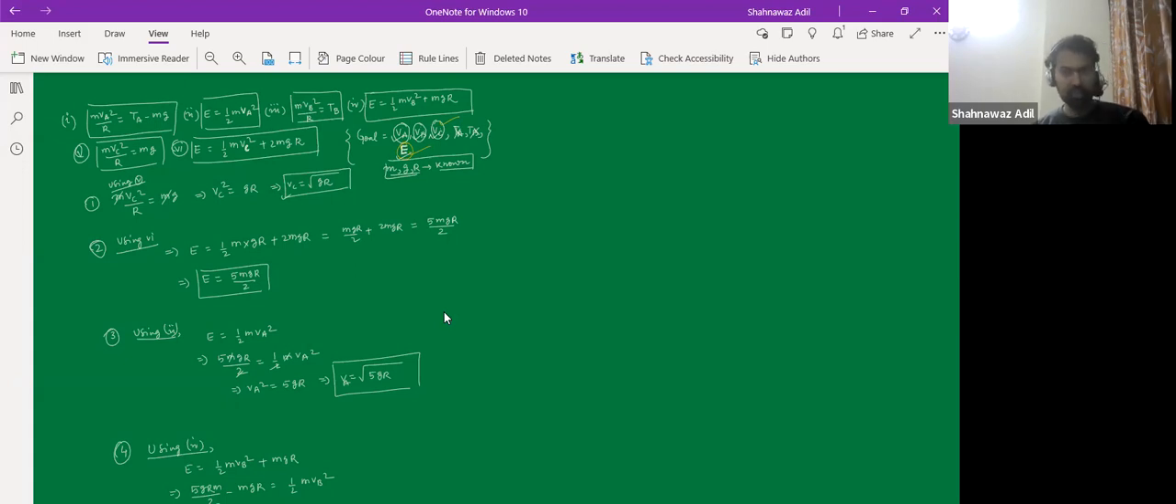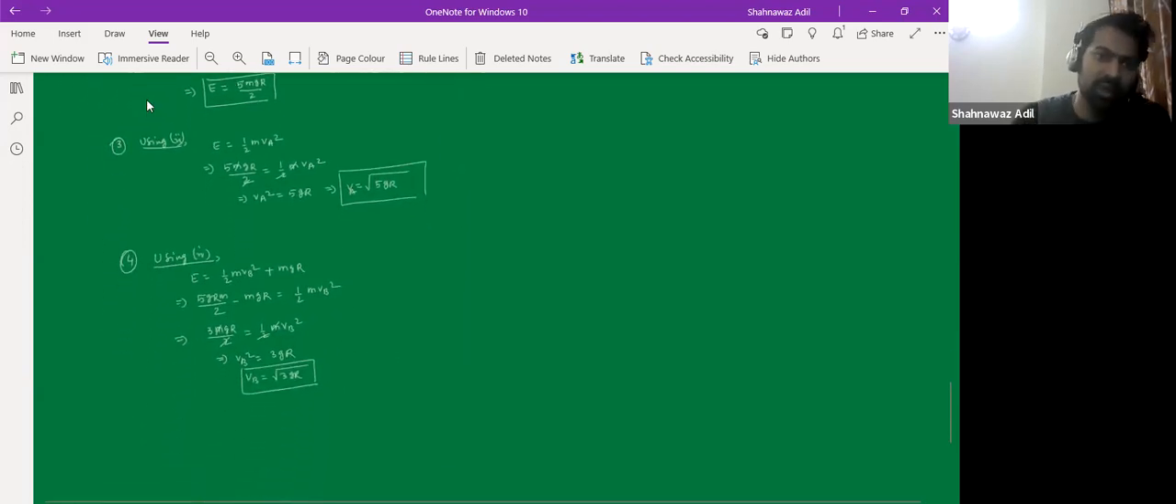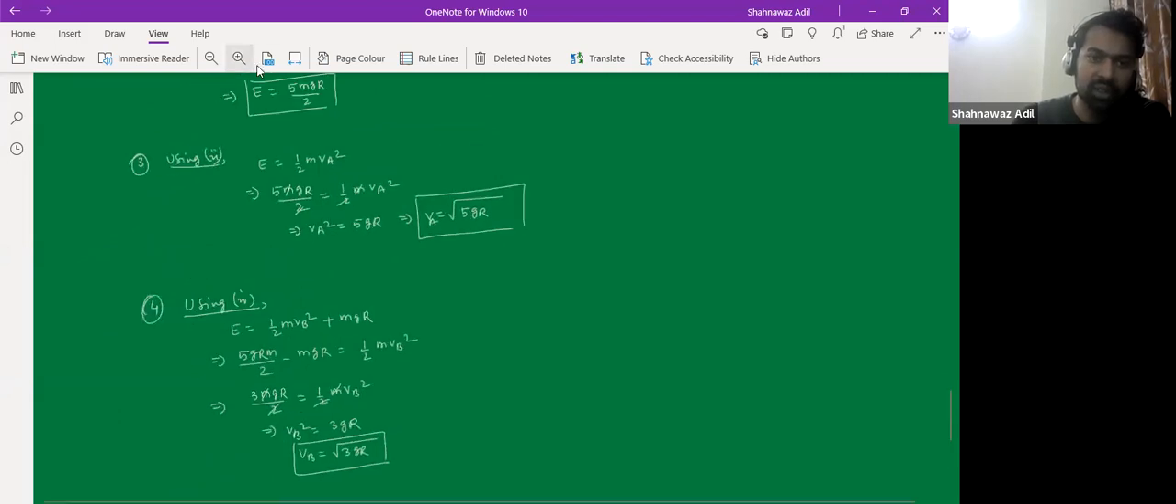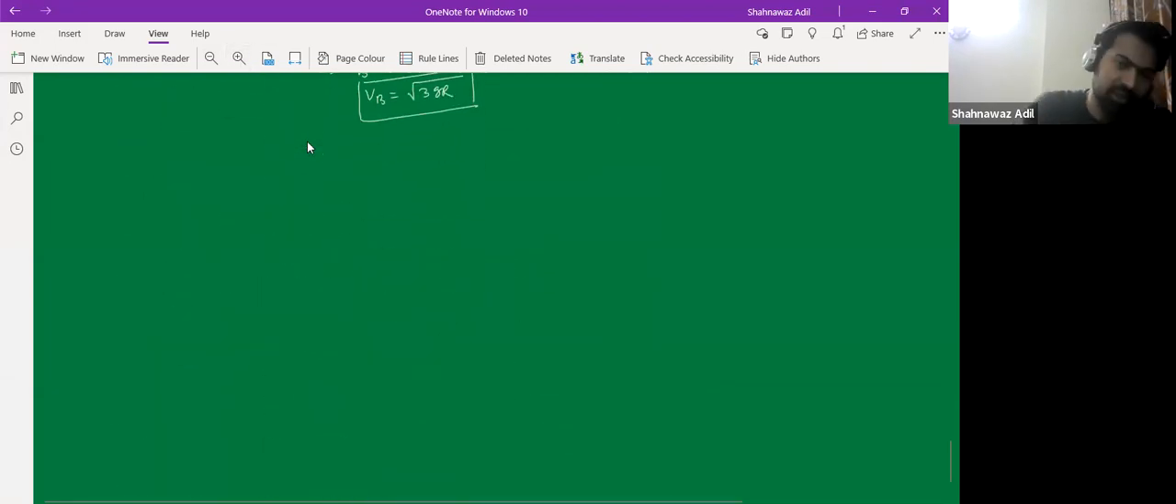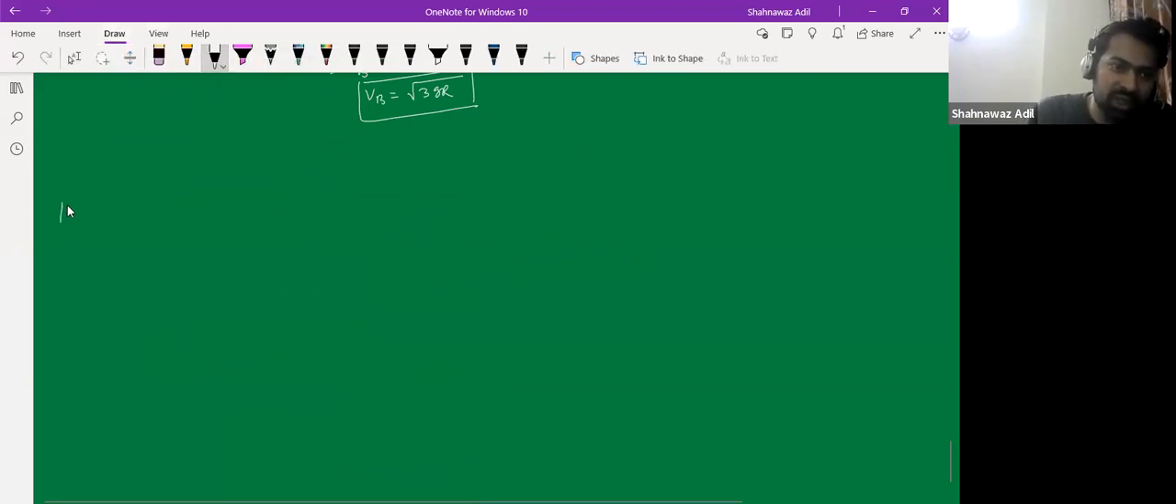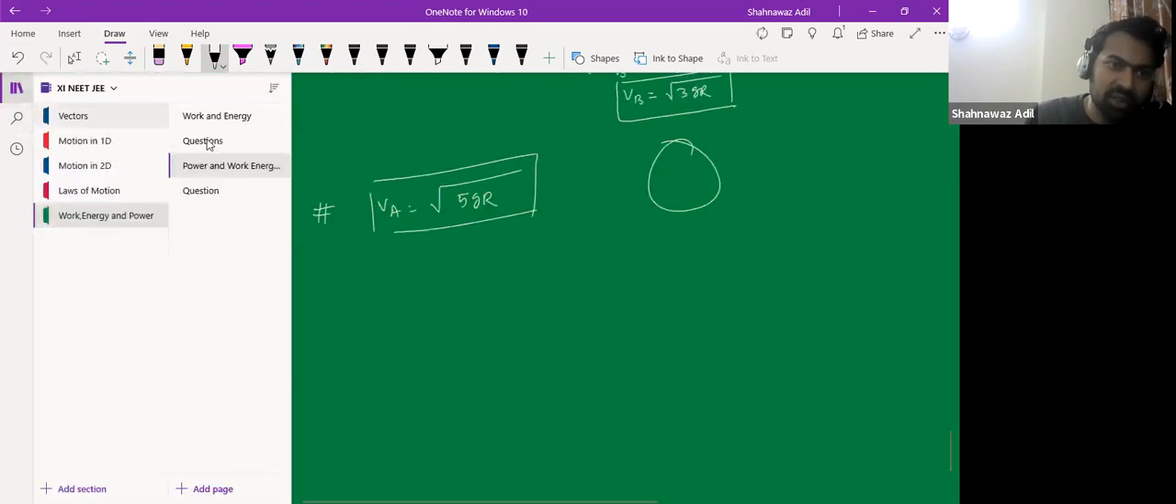Done, sir. Done, everyone. Okay, so now let us do some questions and that will clear some doubts, right? So now we know that at the minimum point, the minimum velocity that we require to make it a full circle is root 5gr. So if we have provided this minimum speed, then it will make a full circle, right? So this we know. And let us do some questions on that.